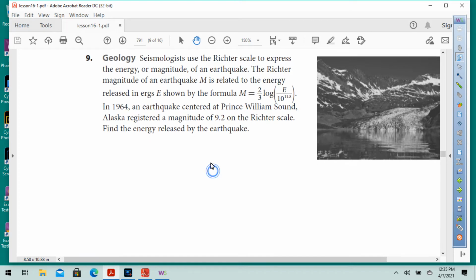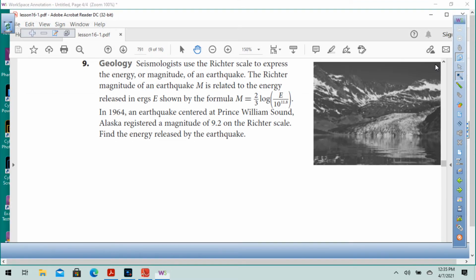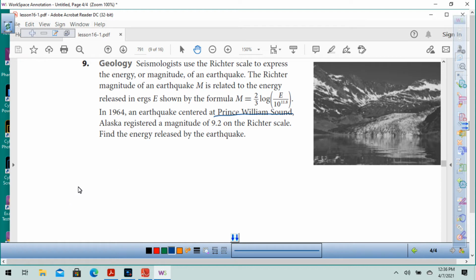Seismologists use the Richter scale to express the energy or magnitude of an earthquake. The Richter magnitude of an earthquake M is related to the energy E shown by the formula M equals 2/3 log of E divided by 10 to the 11.8 power. In 1964, an earthquake centered at Prince William Sound in Alaska registered a magnitude of 9.2 on the Richter scale. Find the energy released by the earthquake.